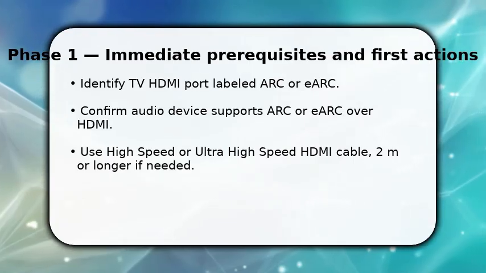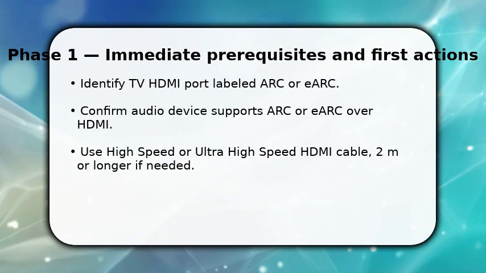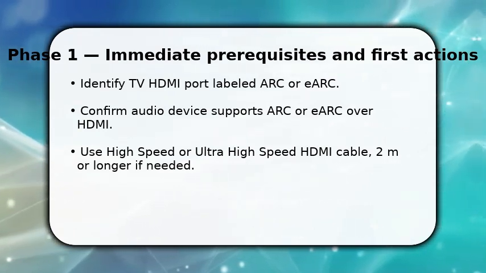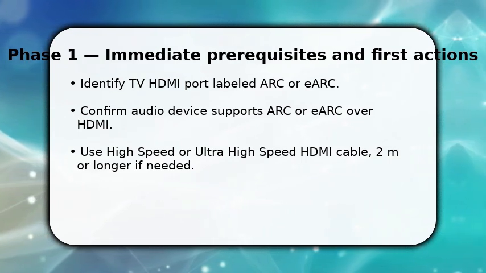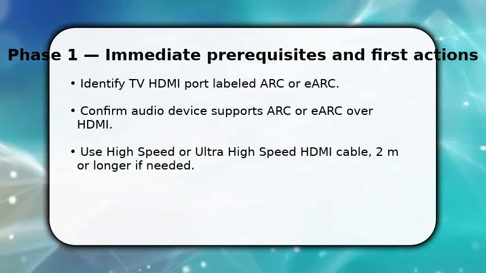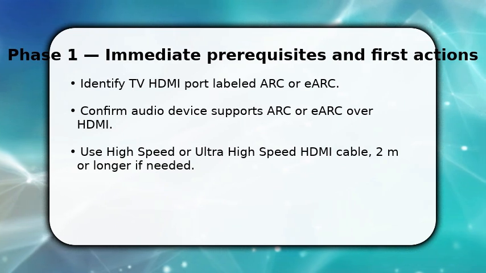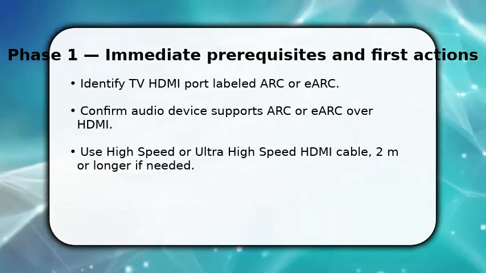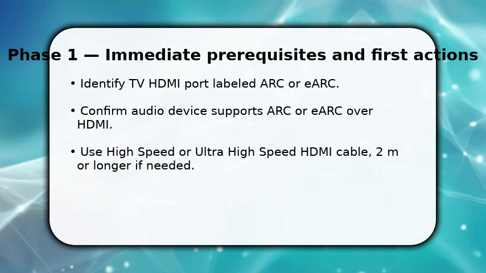You start by confirming the ARC or eARC port on the TV and the audio device. This matters because ARC carries both sound and control signals on one cable. Once you locate the port, power off both devices and select a high-speed or ultra-high-speed HDMI cable. This prevents bandwidth issues with Dolby formats.